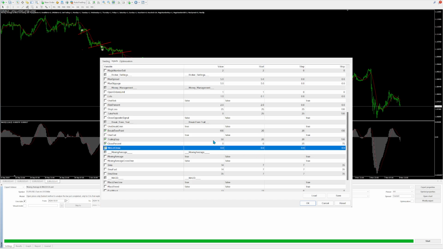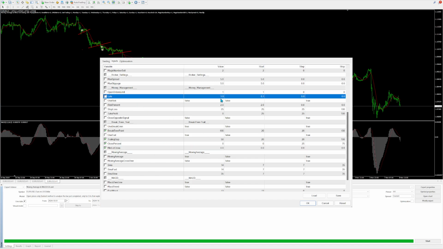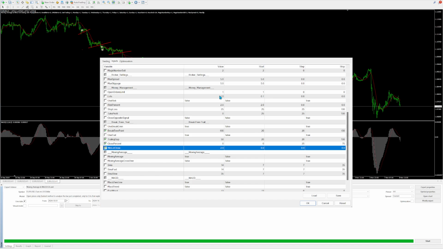And the minimum lot to close: basically, the EA will stop closing the trade once the remaining position is below the minimum lot. We have the lot set to 1 here. So if we had minimum lot to close set to 2, it wouldn't close any of the position, because the lots are below the minimum lot to close. But we'll just optimize that from 0.25 up to 1.25.